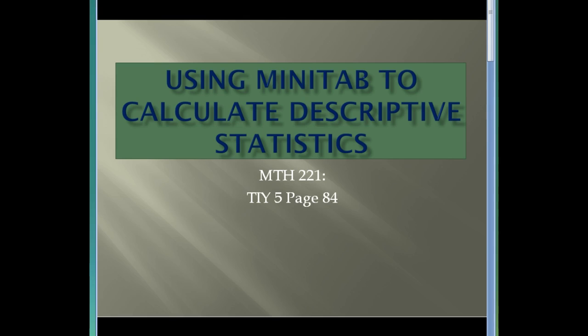Let's take a look at how simple it is to use Minitab to calculate our descriptive statistics. By descriptive statistics, we're talking about our mean, our median, our mode, our standard deviation, our variance, even our range, our quartiles, our maximum, our minimum, the number of data values we have in a set. These values are easily calculated using computer analysis tools or calculators.